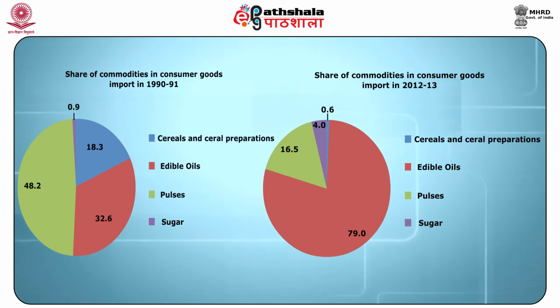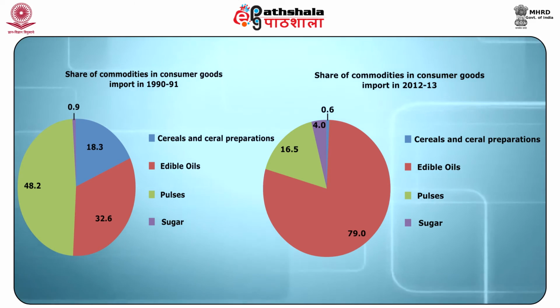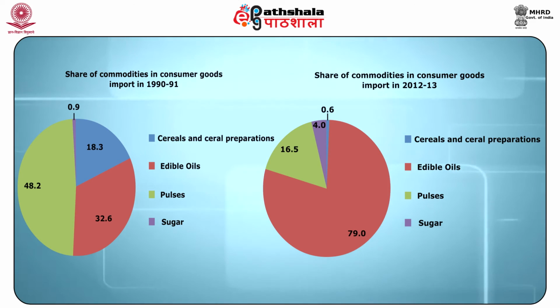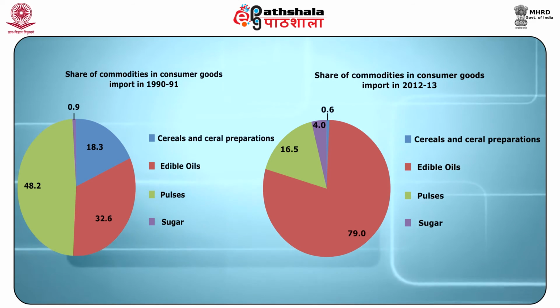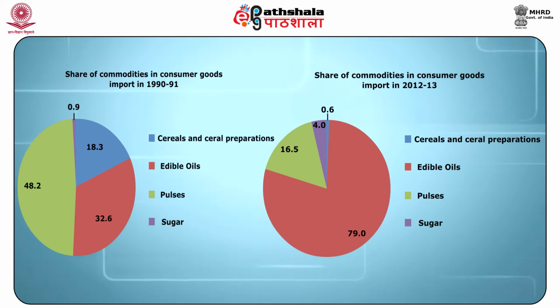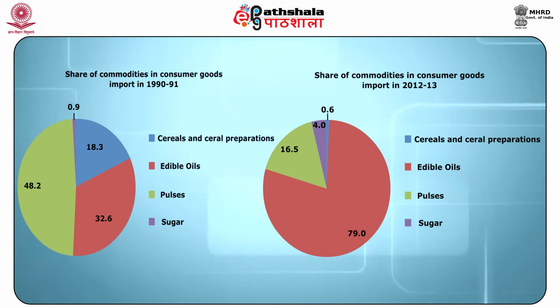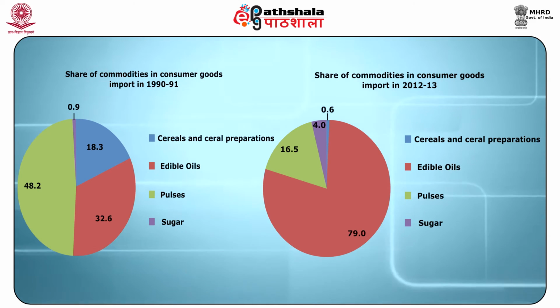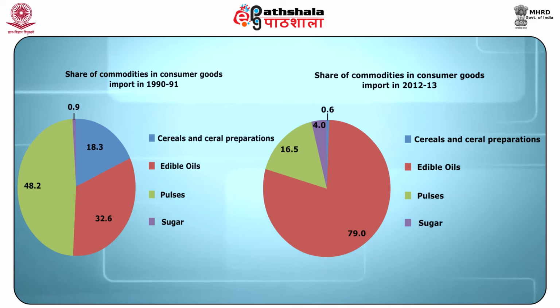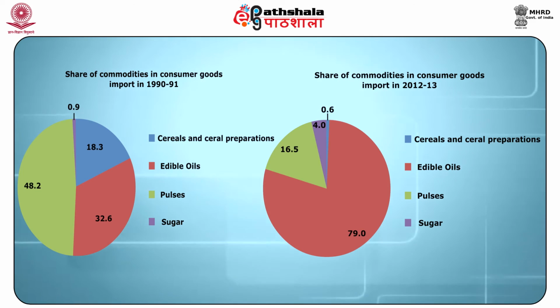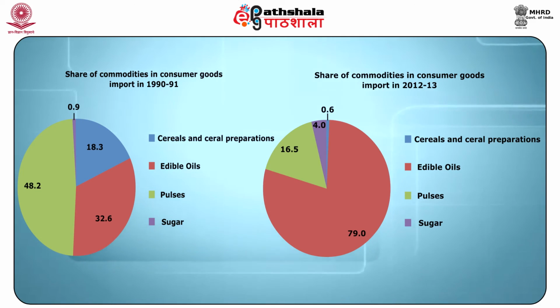The share of cereal and cereal preparation has decreased from 18.3% in 1991 to just 0.6% in 2012-13. The share of pulse import has also shrunk from 48.2 to 16.5. On the other hand, the share of edible oil in consumer goods has increased from 32.6 in 1991 to 79% in 2012-13. The share of sugar import has also increased from 0.9 to 4%.